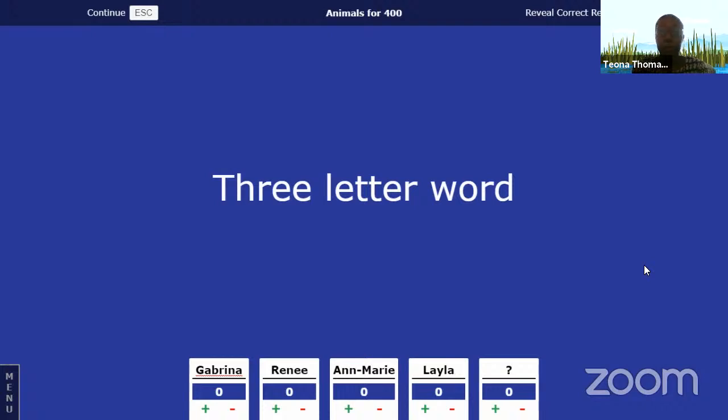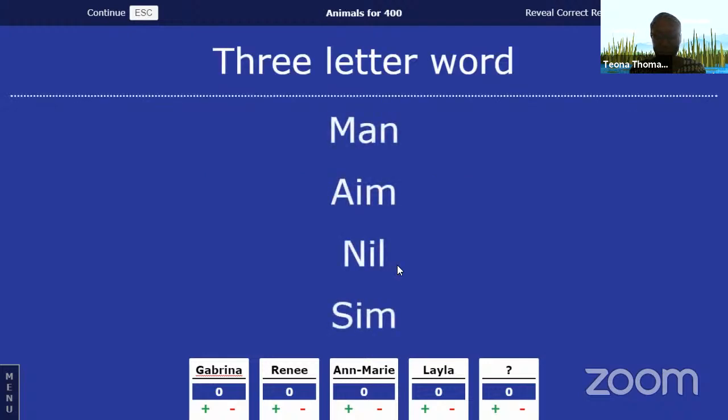It says 3-letter word. What you're going to do now is tell me a 3-letter word that you can form from the word animals. You ready, Gabrina? Yes, miss. What's your 3-letter word? Sam. Right. Can we see what's there? All right, so we have man, aim, nail, and sim, but Sam can work also. Thank you, Gabrina.